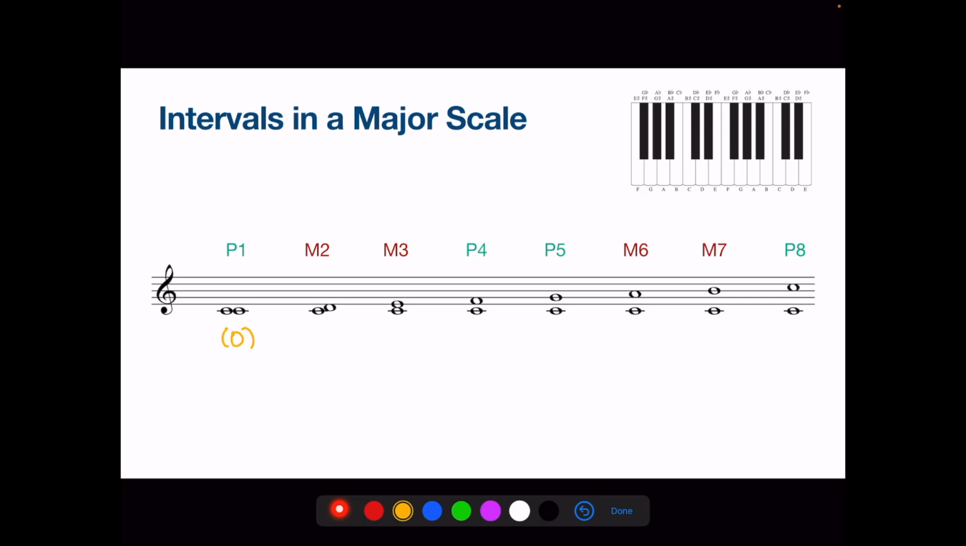So for major second, we have C and D. So C here to D. How many half steps in between? Well, from C to C sharp is 1, C sharp to D is 2. So we have 2 half steps.